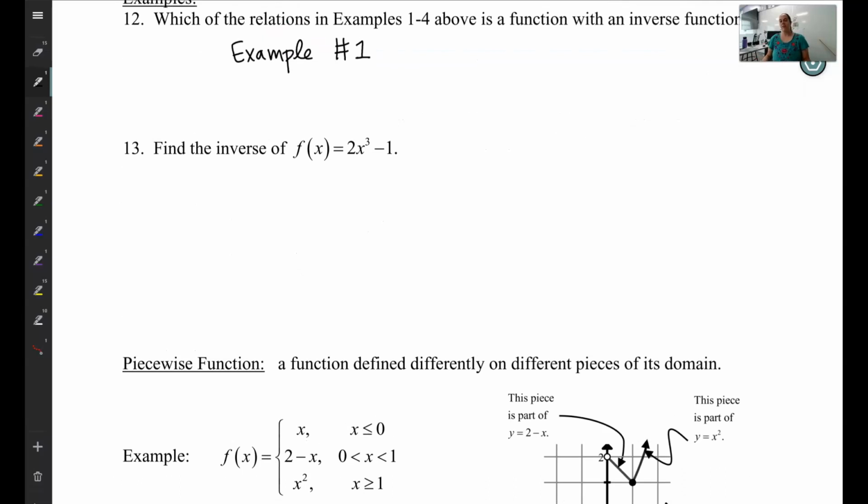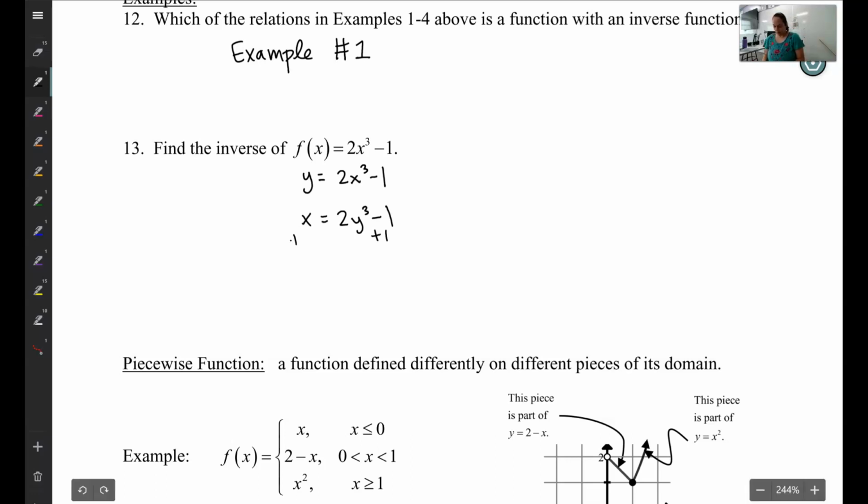13, find the inverse of this equation. So inverse, remember, switch the x's and y's. So we're going to change that f of x to a y, because all functions are an equation, so you can change that function into an equation. And switch the x's and y's because we want the inverse. Now, that looks kind of funky. So at this point, we are going to solve for y to find the inverse equation.